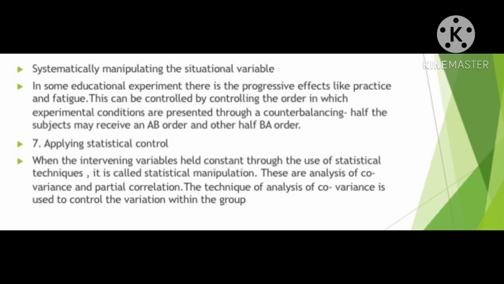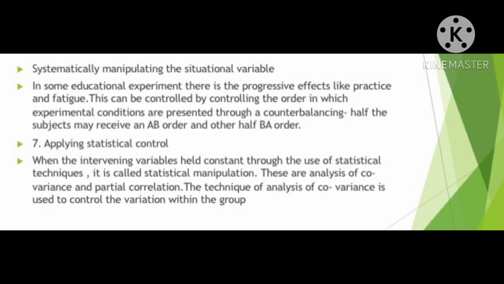The next method is systematic manipulation of the situational variable. In some educational experiments, there is a progressive effect like practice and fatigue. We are doing the same experiment repeatedly, so there is an effect of practice and also an effect of fatigue. This can be controlled by controlling the order in which experimental conditions are presented, through counterbalancing. Half the subjects may receive an AB order and the other half may get a BA order. Maybe we can change the order of the experimental procedure.